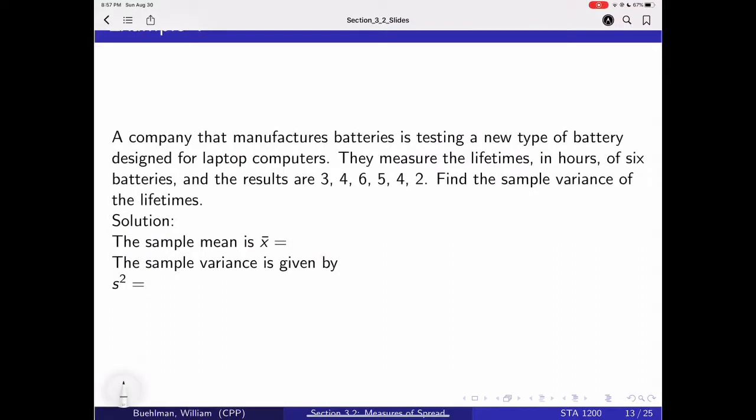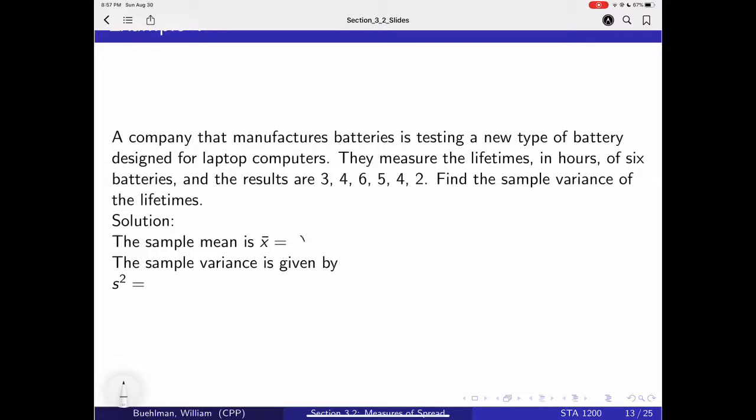I'm going to do an example of sample variance. A company that manufactures batteries is testing a new type of battery designed for laptop computers. They measure the lifetime in hours of 6 batteries, and the results are 3, 4, 6, 5, 4, and 2. Find the sample variance. So first, again, we have to find the mean. So we're going to do that first.